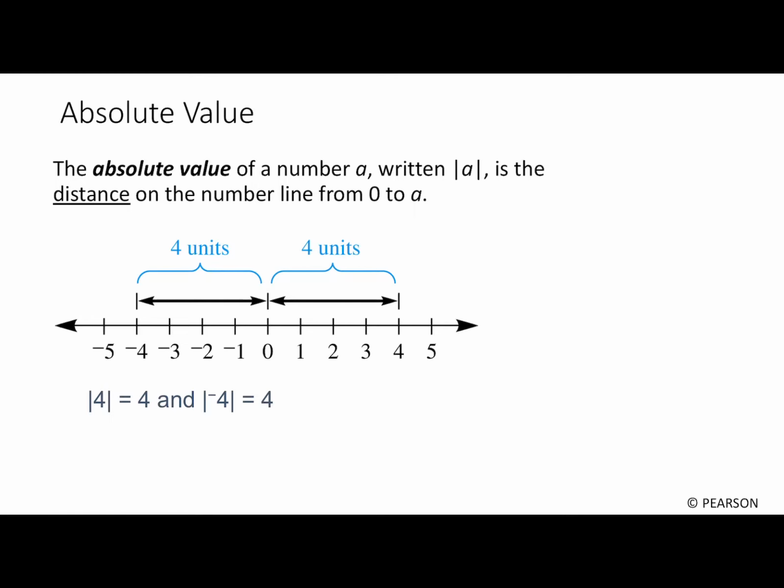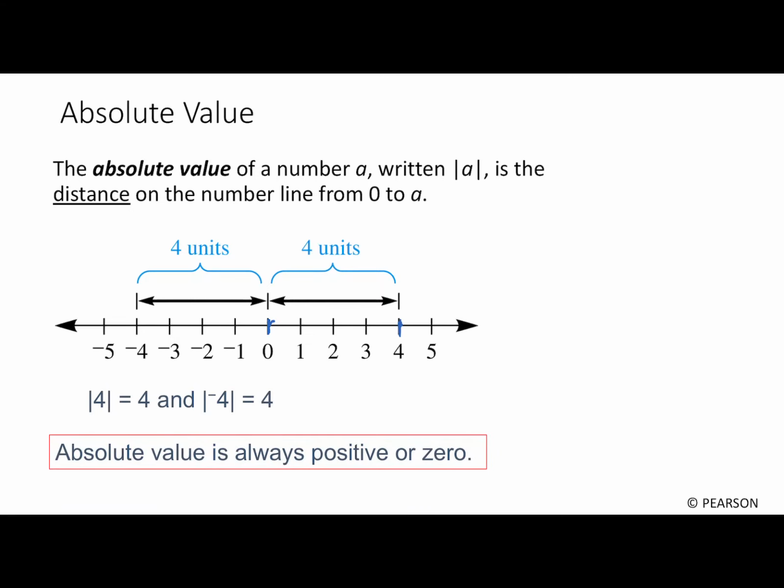Now that we have positive and negative numbers, we can talk about absolute value. The absolute value is defined to be the distance on the number line from 0 to your number that you're looking at. So for example, here we show the absolute value of 4 is 4 because the distance from 0 to 4 on the number line is 4 units. Similarly, the absolute value of negative 4 is 4 because the distance from 0 to negative 4 is 4 units. Distance is always positive, and that's why the absolute value is always positive, or 0.